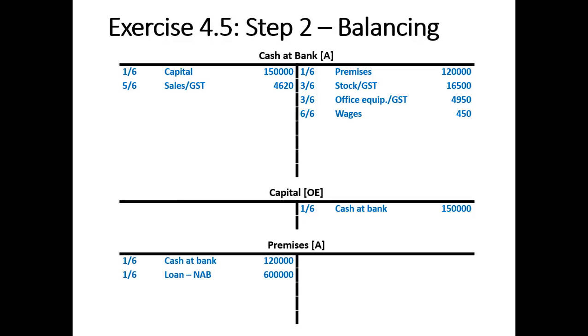Now all transactions have been entered into the ledgers. We're going to need to balance all ledgers with more than one entry. So we'll start with cash at bank, which can have a debit or a credit balance. The first thing we're going to do is add up both sides. We'll add up the debits here, but we'll also add up the credits, and we're interested in which side is the larger of the two.